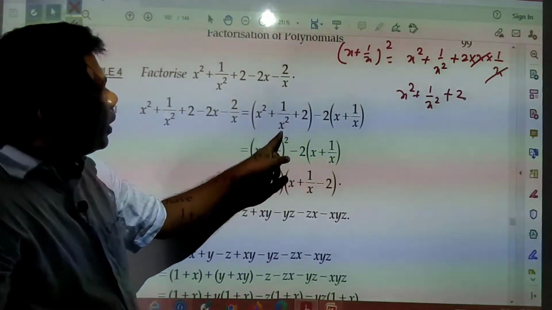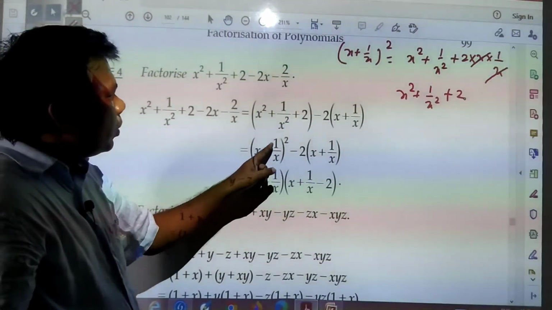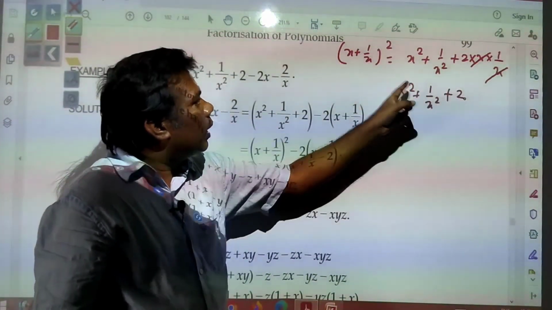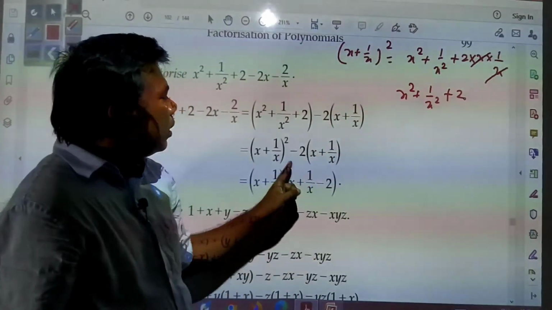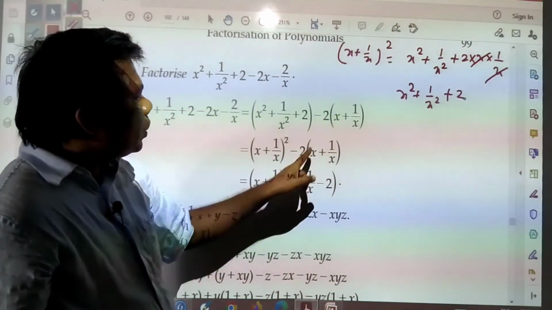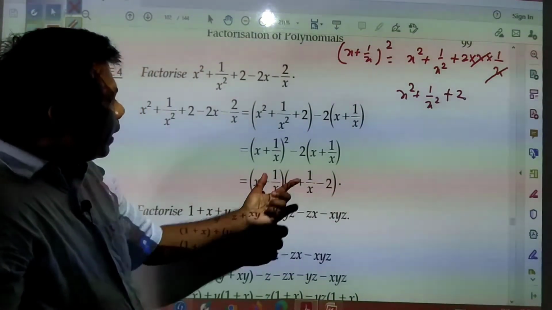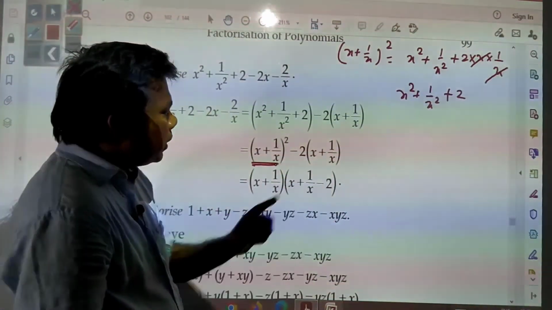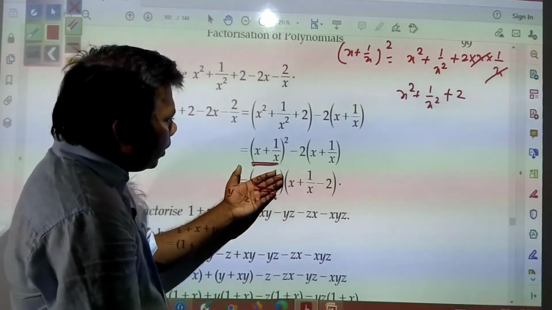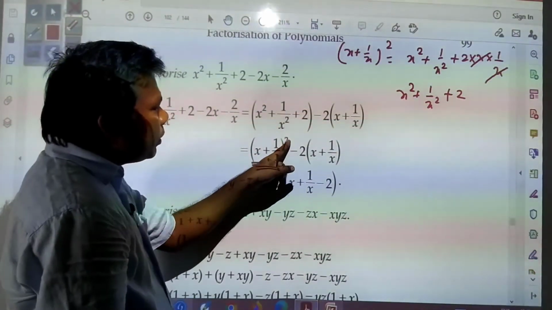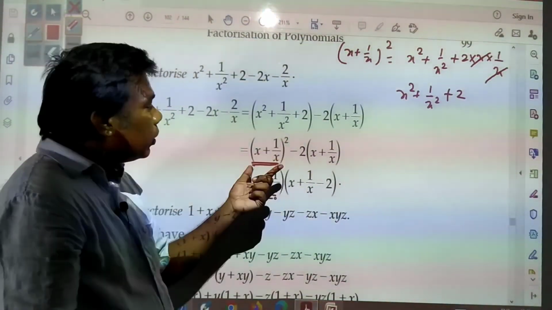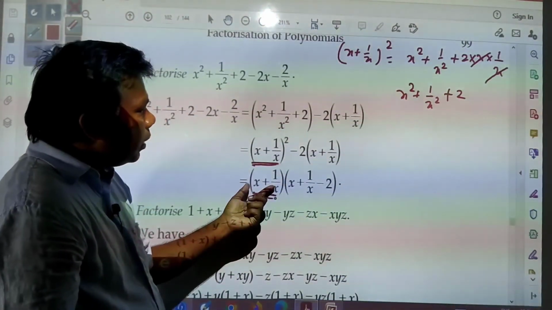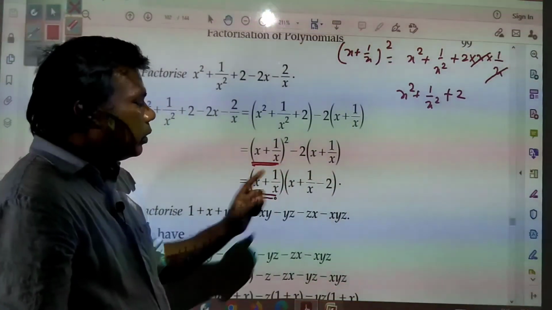What you will get? X square plus 1 by x square plus 2. So x square plus 1 by x square plus 2 can be written as x plus 1 by x whole square. So this has been written. Now minus 2 x plus 1 by x. Now common you take. See what common you have. X plus 1 by x and x plus 1 by x. X plus 1 by x has been taken out common. Here you are left with 2 times you had, square you had, so you are left with x plus 1 by x, and this you already have taken, so you are left with minus 2, and this is your answer.